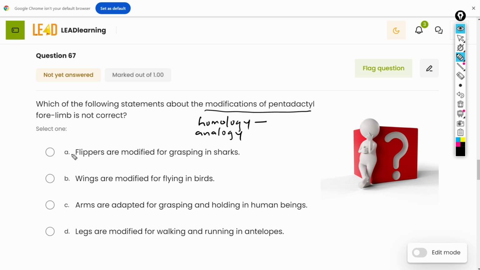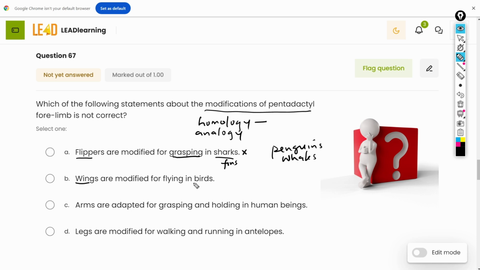So let's start with option A. Flippers are modified for grasping in sharks. Now, sharks do not have flippers. Flippers are found in animals like penguins and whales. What sharks have here are fins. And also, sharks are unable to grasp. So this option is not correct about the modification of pentadactyl limbs. But let's check the other options.